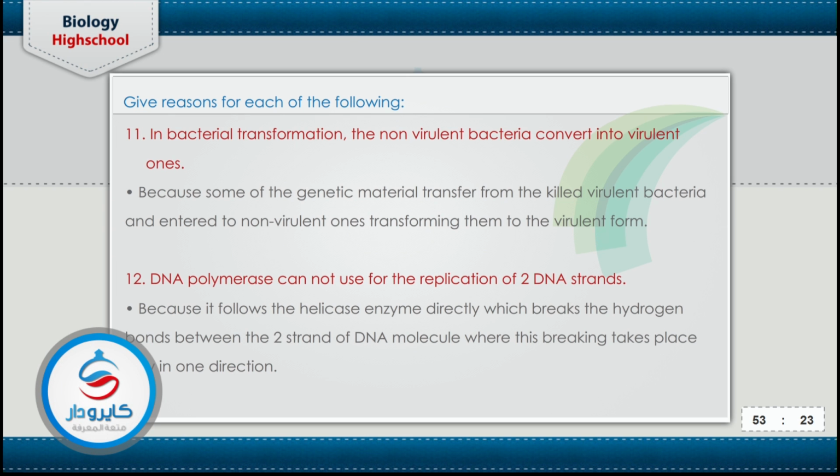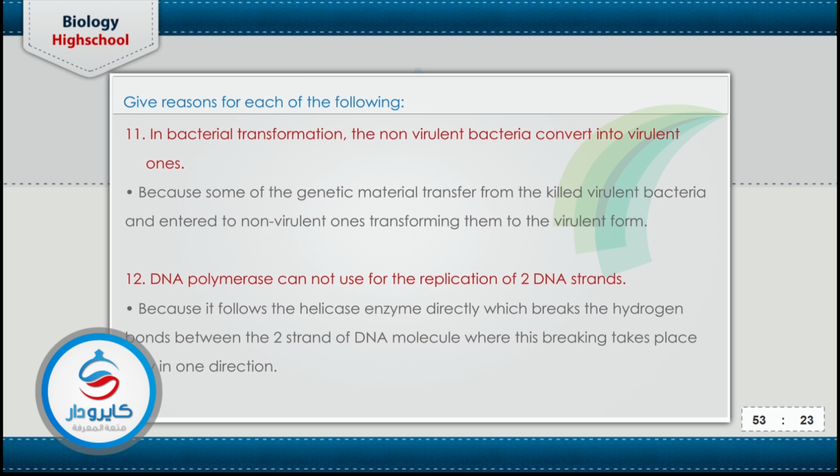The next question: DNA polymerase can't be used for the replication of the two strands of DNA in the same way. The two strands of DNA are separated by the helicase enzyme. The DNA polymerase follows the helicase enzyme but acts in the direction from 5' to 3' end. It adds nucleotides to the 3' end. So it acts in the direction from 5' to 3' on the new strand, but can't act in the direction from 3' to 5' end, but just adds pieces of DNA on the other strand.